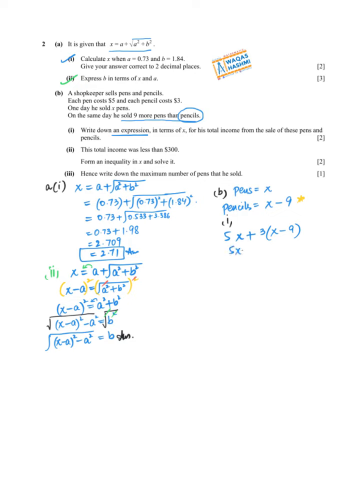Now we need to simplify. So 5x plus 3 times x minus 9. 3 nines are 27. 5 plus 3 is 8x minus 27. That is your first part answer.